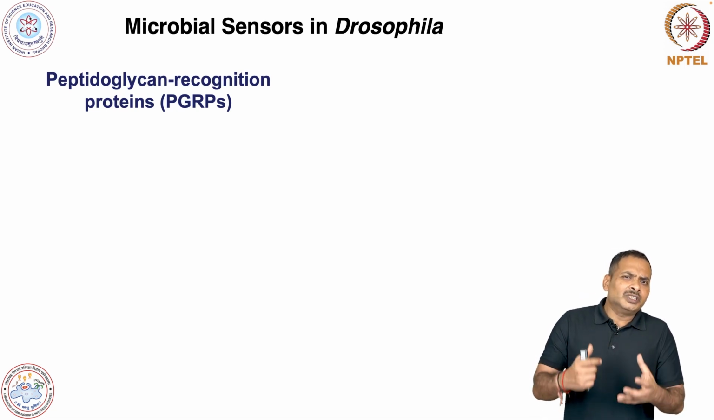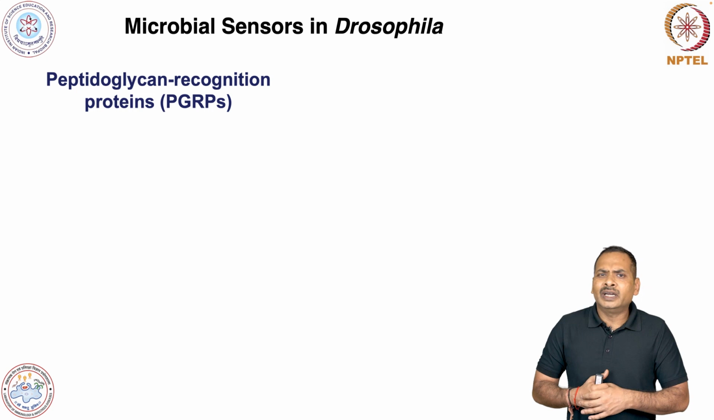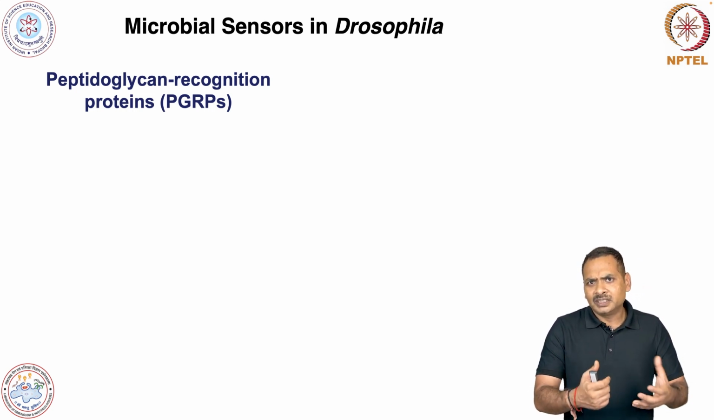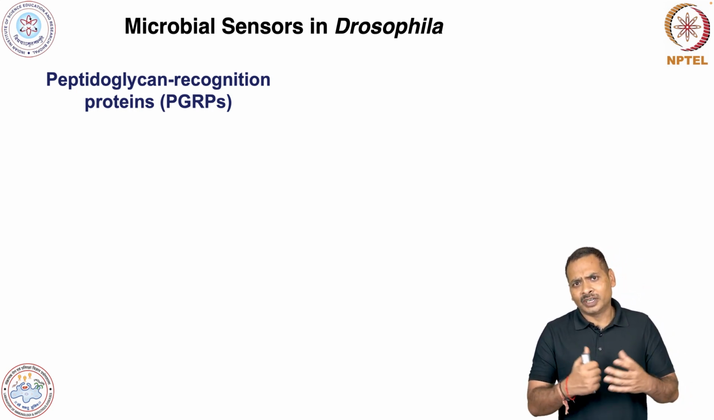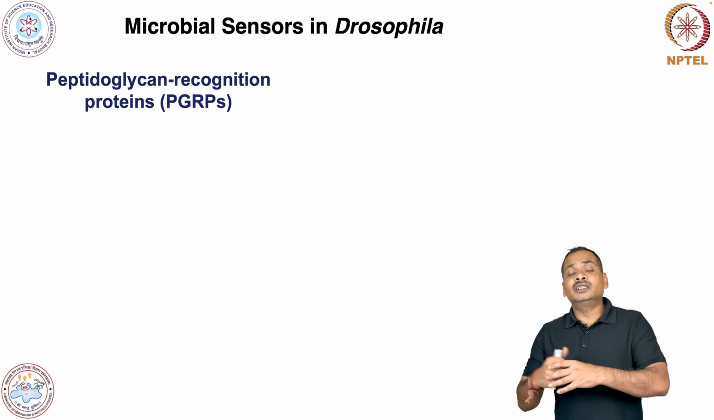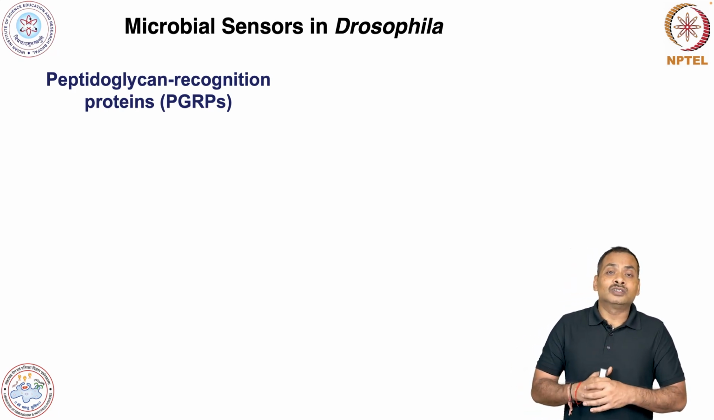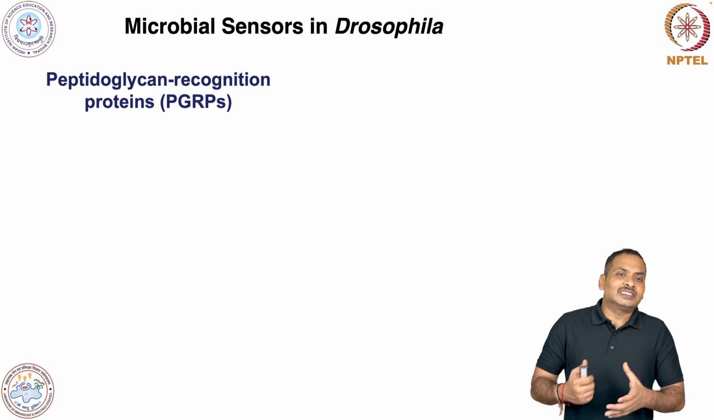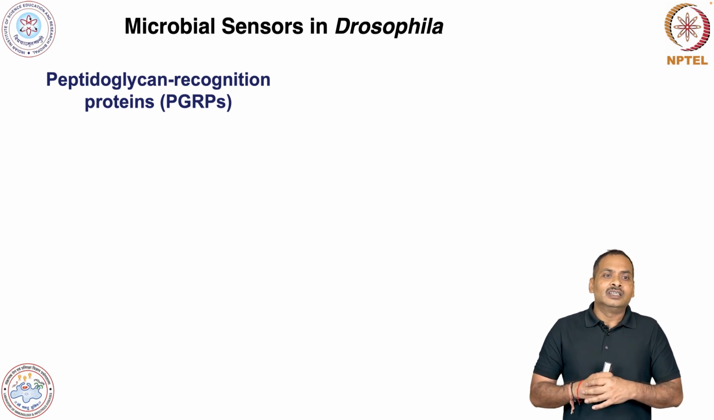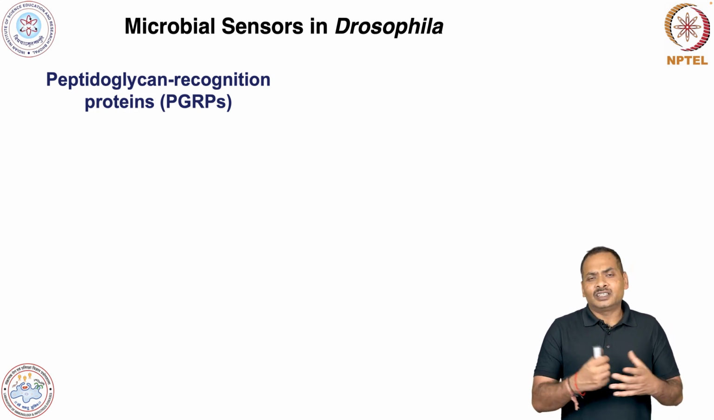But how are these entities sensed, that is bacteria, which consist of gram positive and gram negative, and there is also fungi, okay. So what are the sensors? So the next question is that. So there are a variety of sensors.